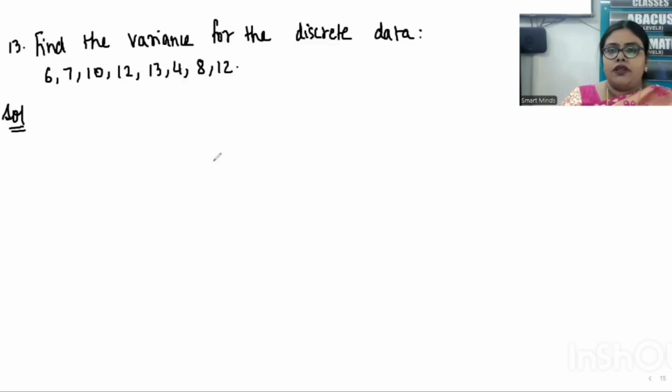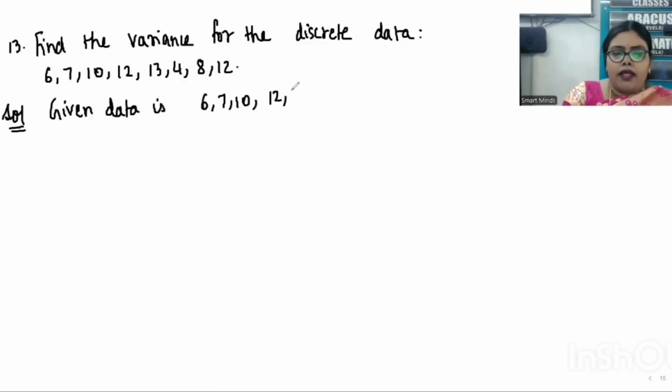Take the next question. Even this is from measures of dispersion. Find the variance for the discrete data. So first let us write what is the given data. Given data is 6, 7, 10, 12, 13, 4, 8, 12. First let us find out mean.